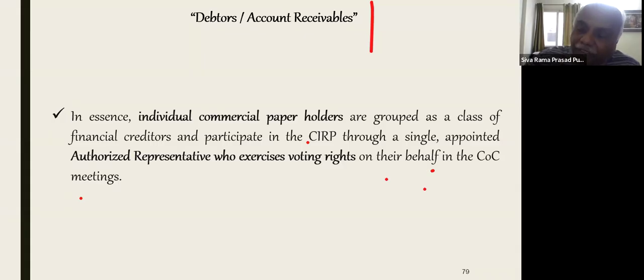And these percentages which are given, we will add, whether it is 66% that is required or, in case of a withdrawal, 90%, we will calculate accordingly.